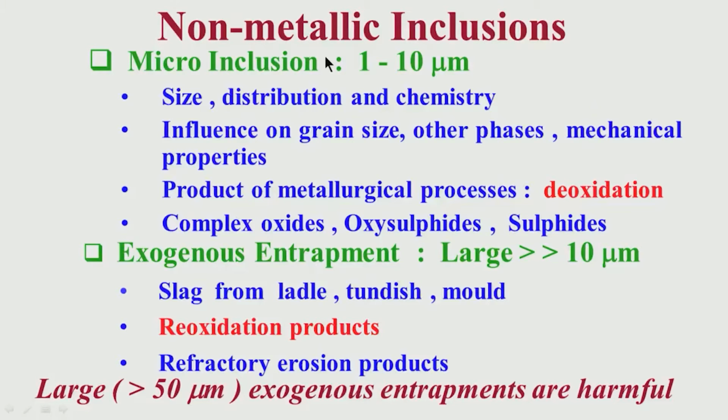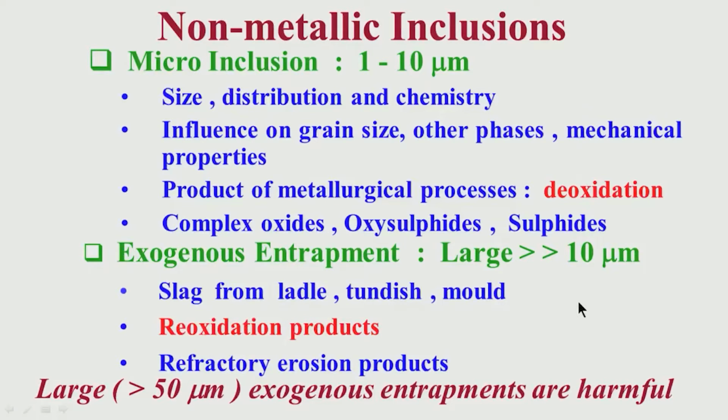So these inclusions are basically sulfides, complex oxides, or oxysulfides. These are micro inclusions. Now, I have talked about exogenous entrapments; they are large in size. Micro inclusions are normally small in size, and are metallurgical products coming out of metallurgical reactions like deoxidation during steel making. But exogenous entrapments, which are basically what? I have mentioned some of them, like slag from the ladle.